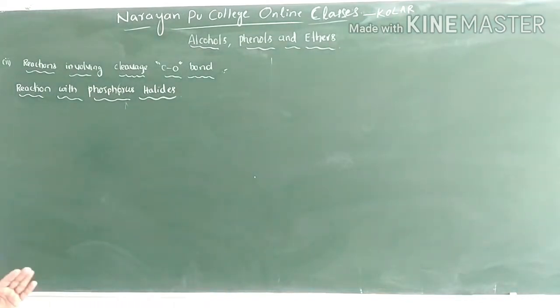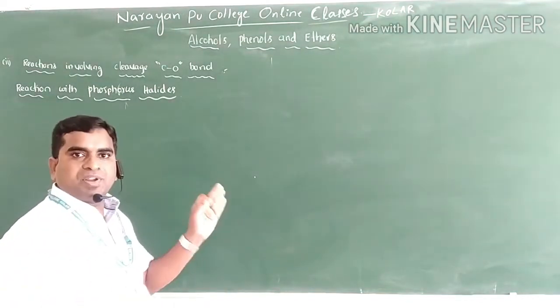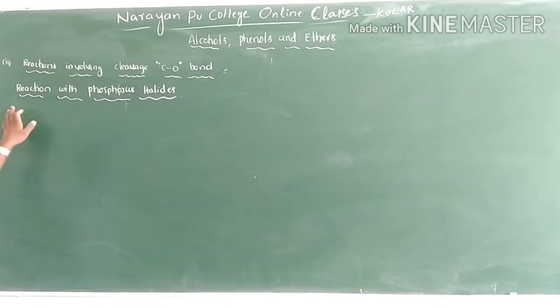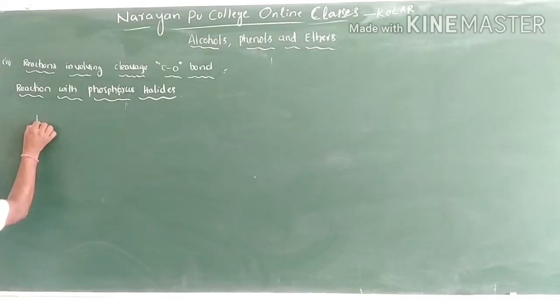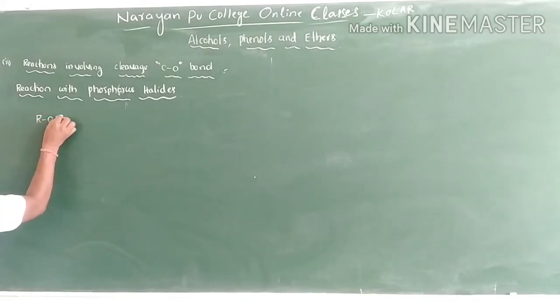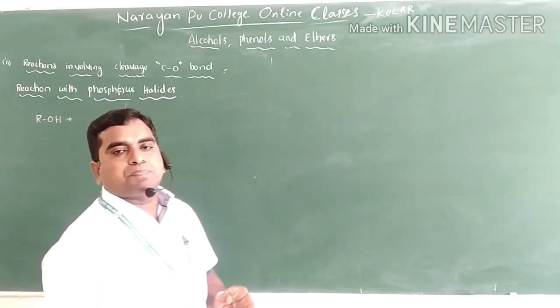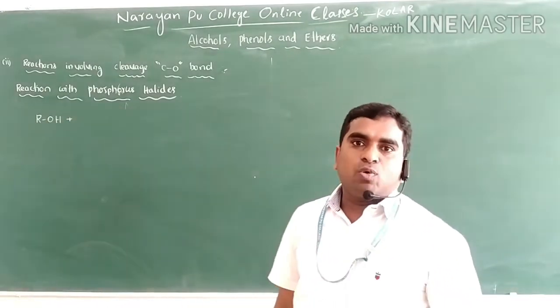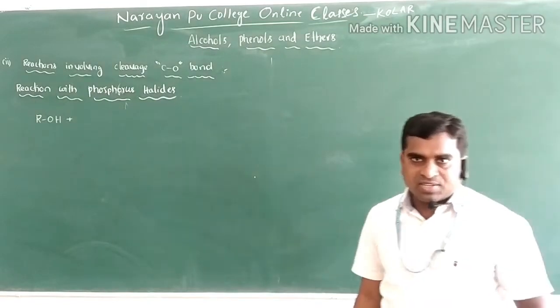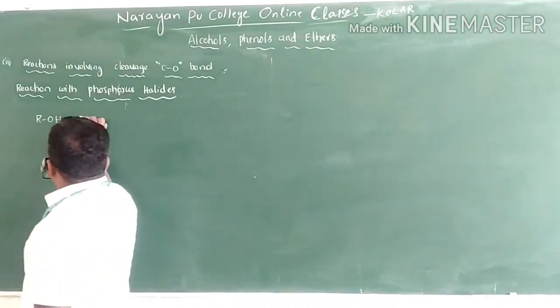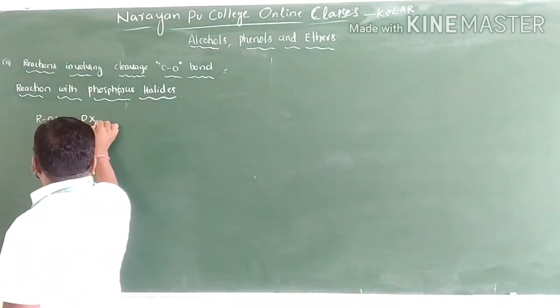So that's why you must be very perfect with the previous chapters. Clear? So now, reaction with phosphorus halides. Alcohol reacts with phosphorus halides, and we have 2 types of phosphorus halides. One is phosphorus trihalides and the other is phosphorus pentahalides. Clear? And first I will write here phosphorus trihalide.